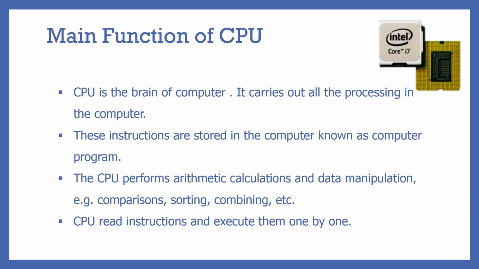Now we will talk about the main function of the CPU. As we know, it's the brain of a computer and carries out all the processing. It works with the pre-stored instructions, which is known as a computer program. It performs arithmetic calculations, from basic to complex, such as multiplication, division, addition, and so on, and data manipulation such as comparison, sorting, combining, and even decision making as well. So the CPU reads instructions and executes them one by one. Whatever task you give to it, it will read instructions first and then perform them step by step.